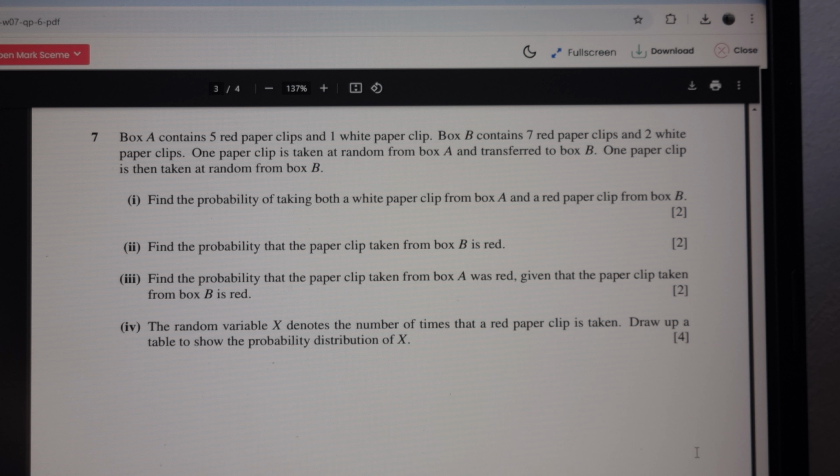Second part, find the probability that the paperclip taken from box B is red. Part 3, find the probability that the paperclip taken from box A was red given that the paperclip taken from box B is red. Fourth part, the random variable x denotes the number of times that a red paperclip is taken. Draw up a table to show the probability distribution of x.